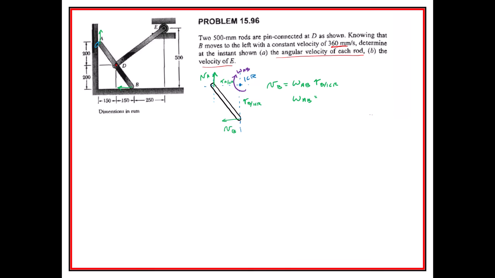So we could find that omega AB is just going to be equal to that velocity of B, or 360 millimeters per second, divided by RCB, which we could tell is going to be the 200 plus 200, aka 400, and therefore equaling 0.9 radians per second, and that's going to be clockwise. So that's actually one of the first things. We had to get the other rod as well.